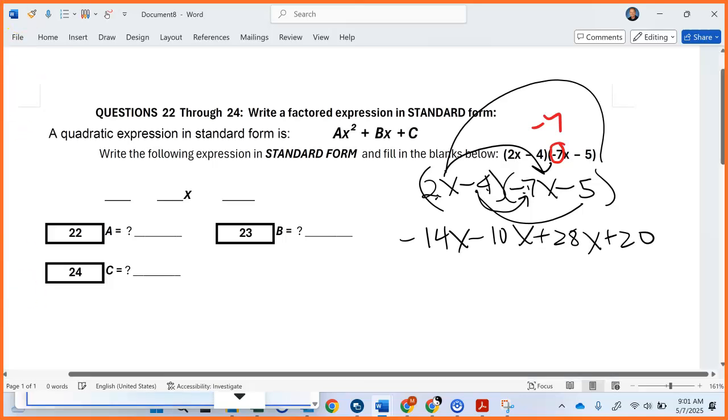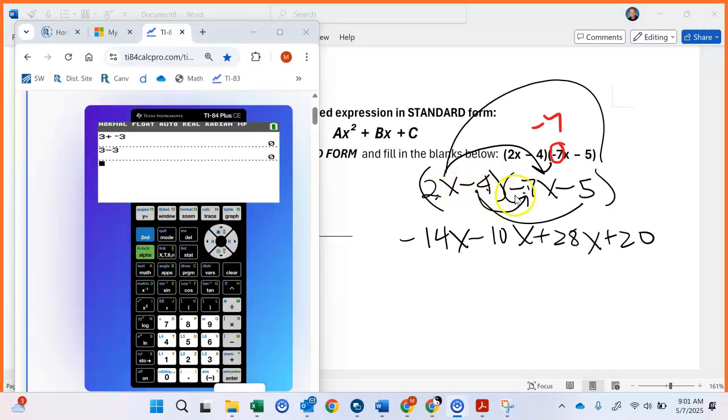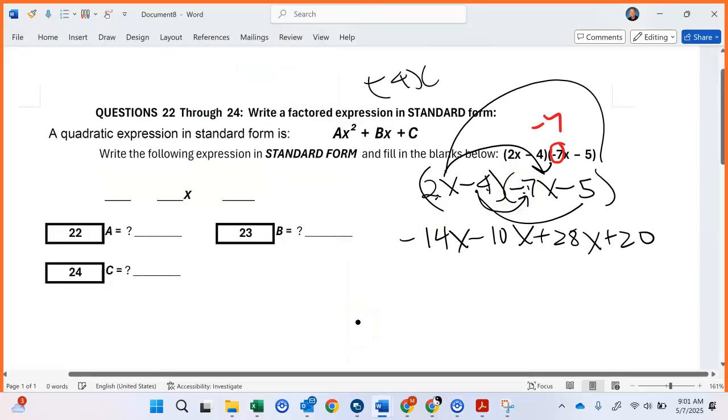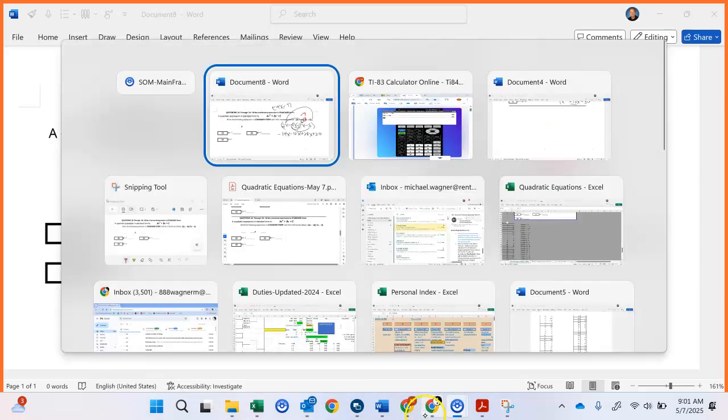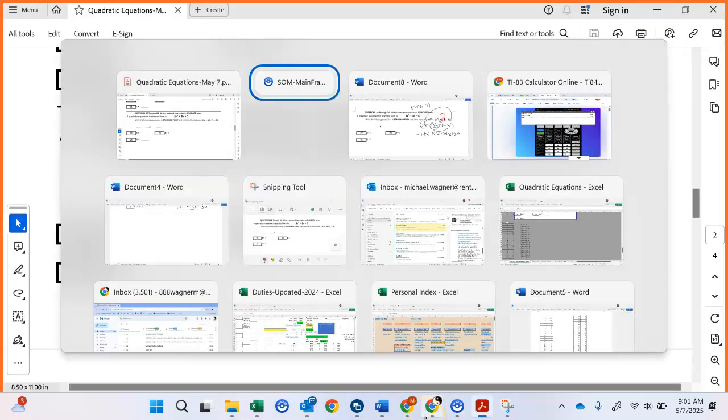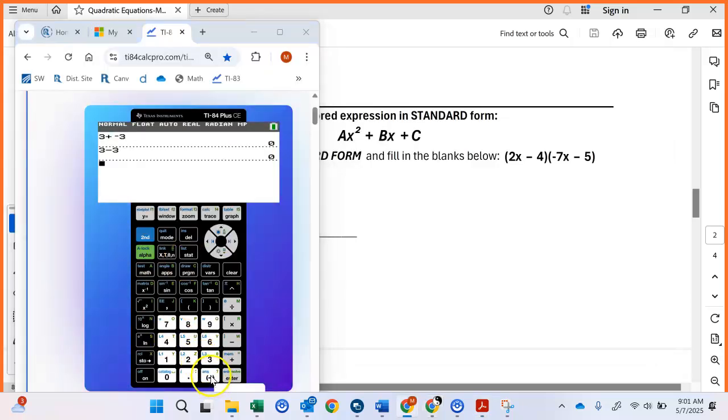So let me do another one on the calculator just to review. So remember, we're multiplying negative 4 times negative 7. It would be like this, right? Negative 4 multiply times negative 7. So we got to put the negative, not the minus, 4 times negative 7, enter, and we get 28, see? And then when we do negative 4 times negative 5, we get positive 20. So negative times a negative is a positive.